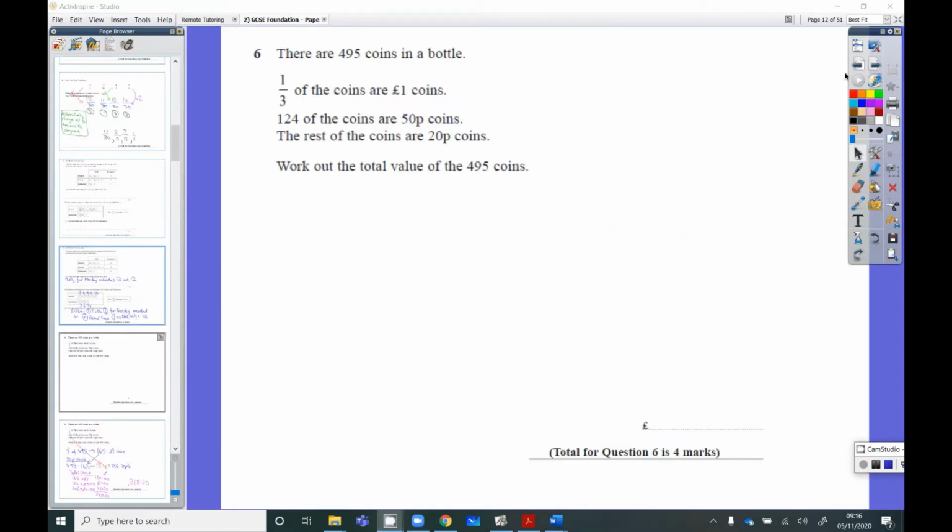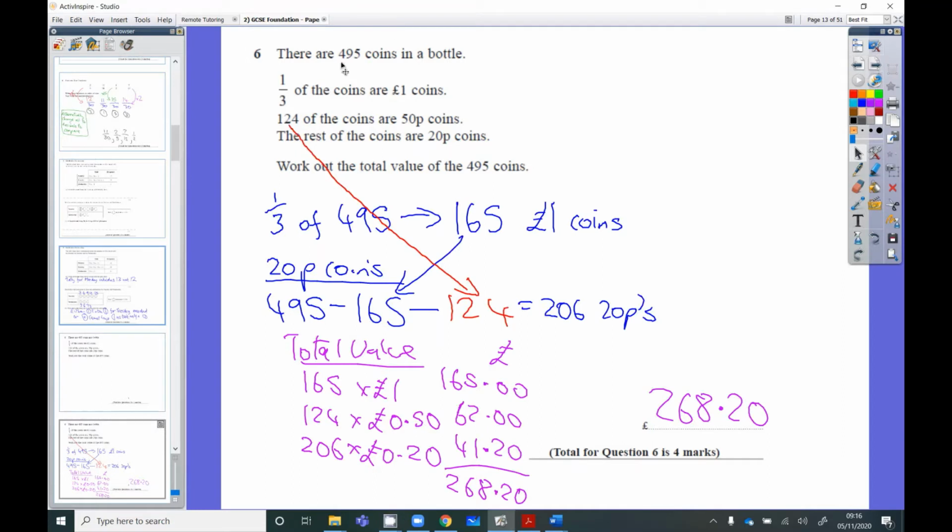So question 6. We've got 495 coins in total. 124 of them are 50p's. Now we're told a third of them are £1 coins. So let's work out how many £1 coins we've got. That's a third of 495. So do 495 divided by 3 and we've got 165 £1 coins.